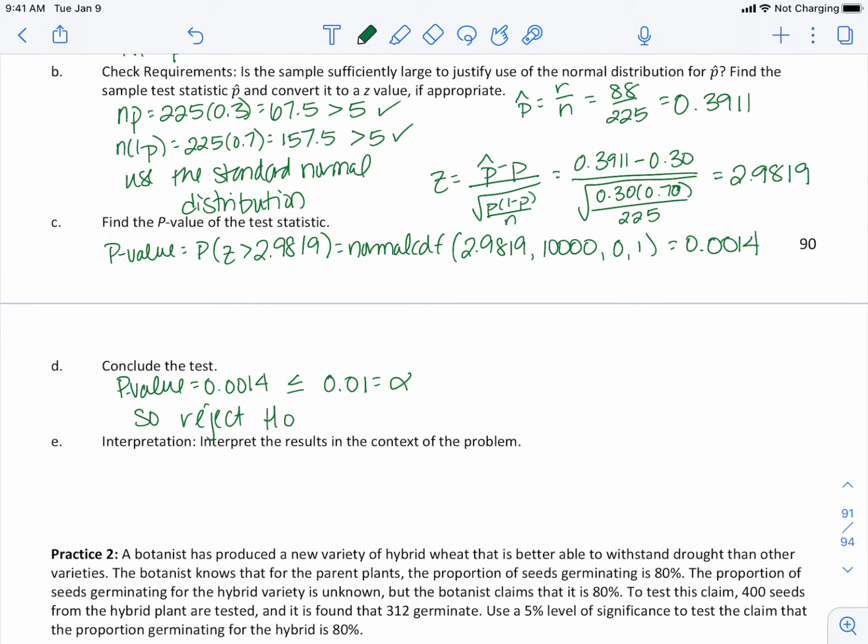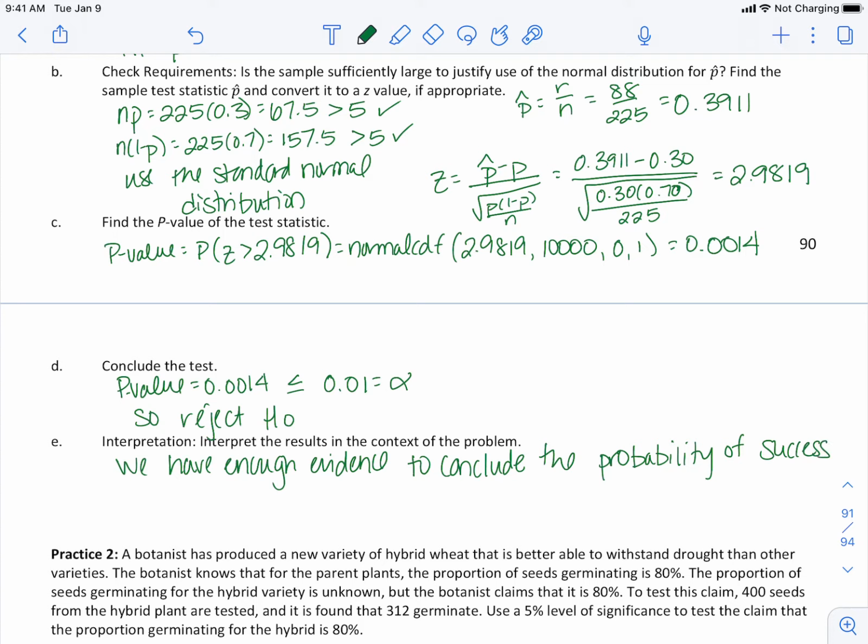Interpretation, interpret our results. We would say we have enough evidence to conclude the probability of success of the new method is higher than the old method.